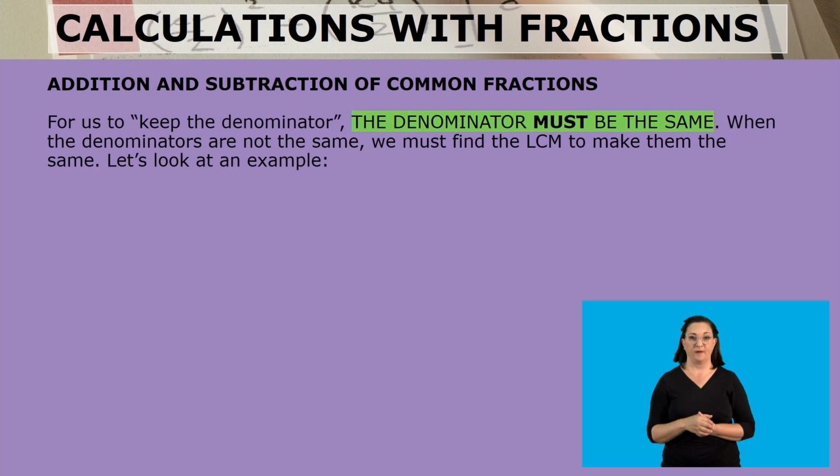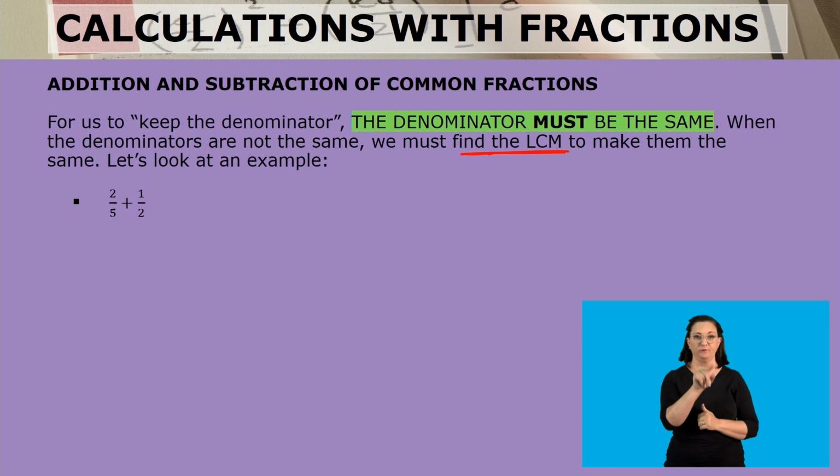So when the denominators are not the same, we must find the LCM, that is the lowest common multiple, to make sure that the denominators are the same. Here's an example. I have 2 fifths plus 1 half. Can you see that I'm working with fifths and halves? So how can I make this calculation easier?